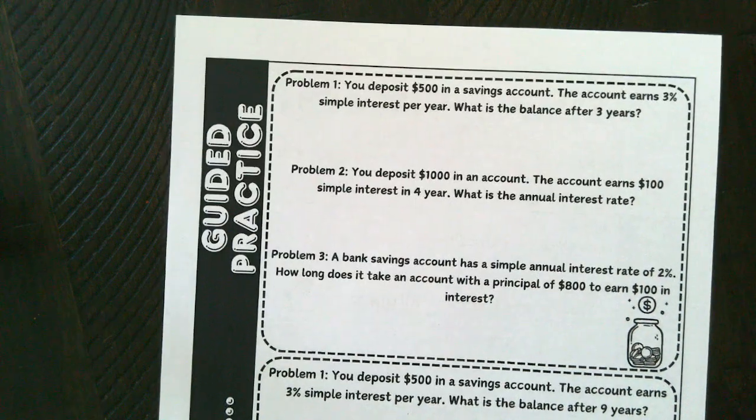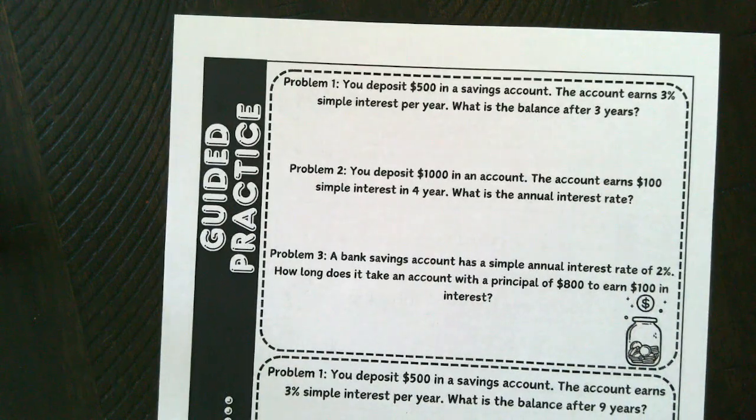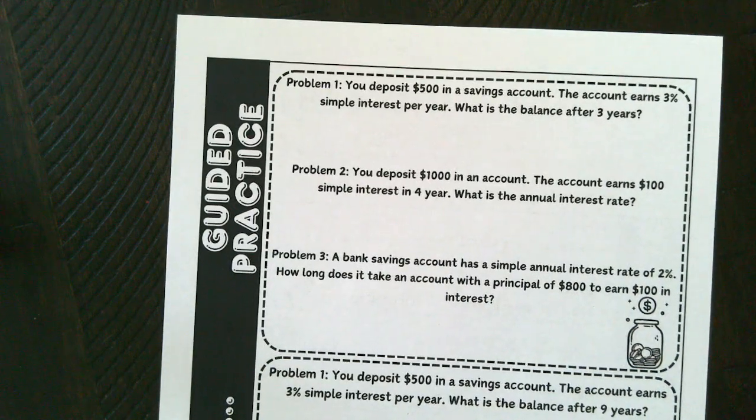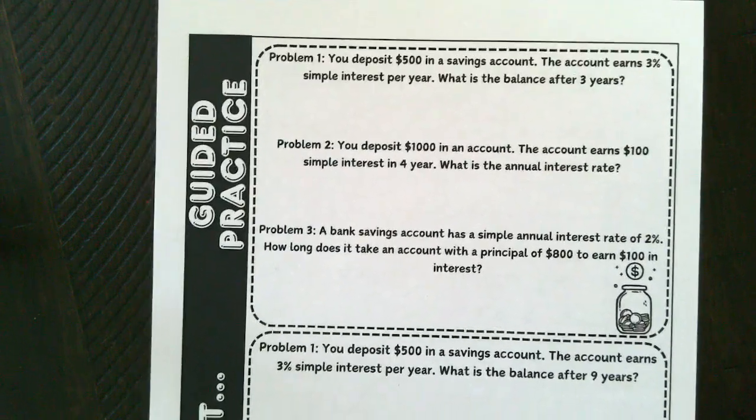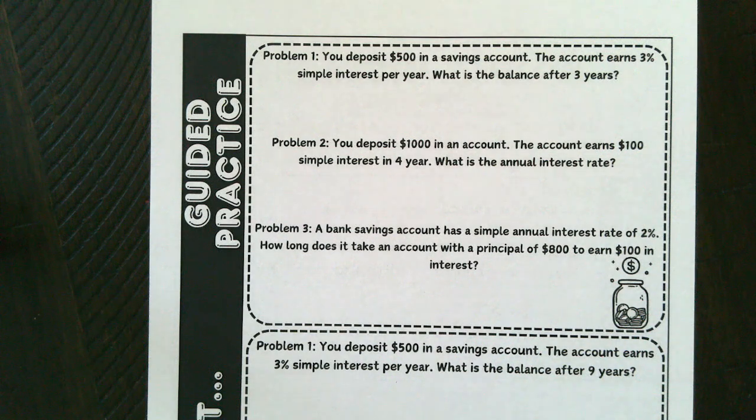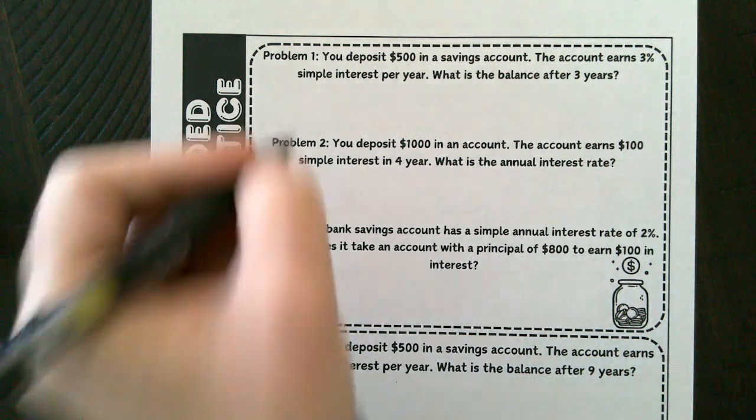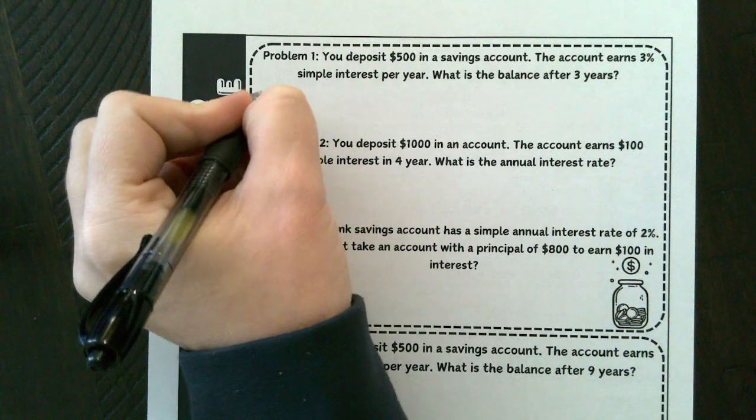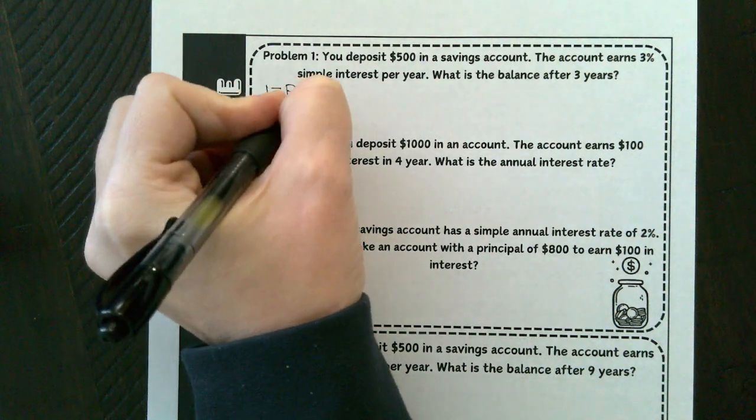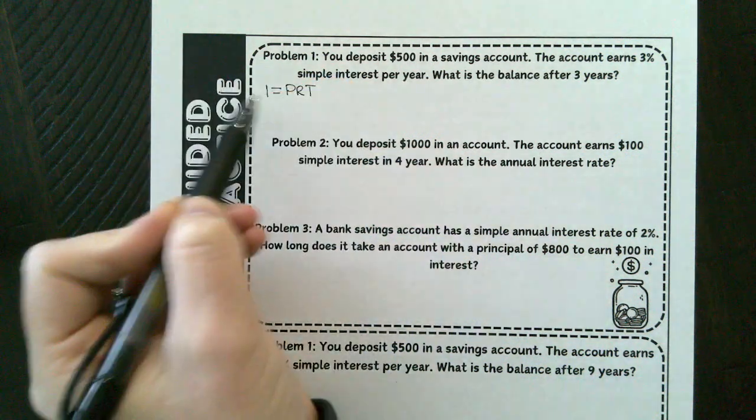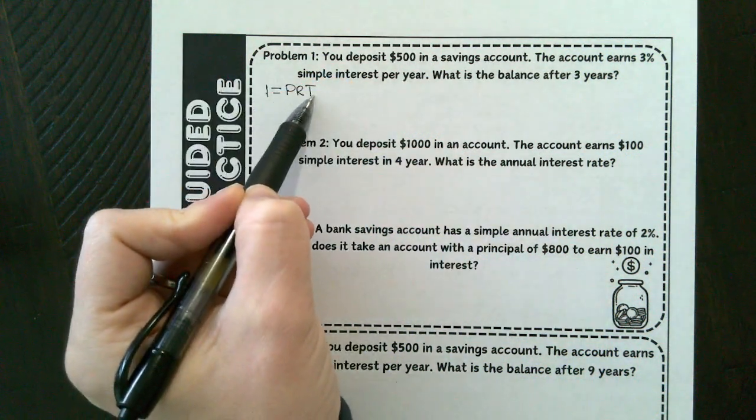So our first problem here in our guided practice says you deposit $500 in a savings account. Good for you. That's fabulous. The account earns 3% simple interest per year. What is the balance after 3 years? Okay, so I'm going to write up here my formula so we don't have to keep looking back, but it's I equals PRT. So interest, principal, rate, and time.